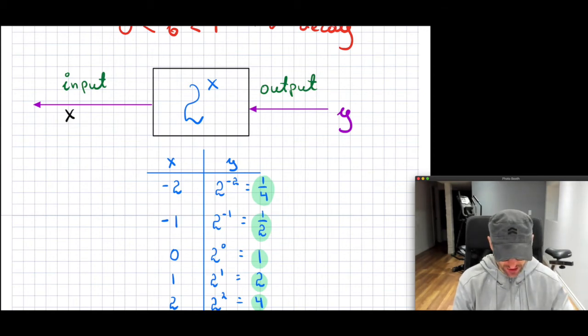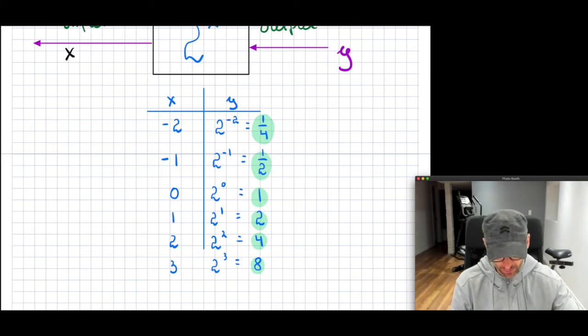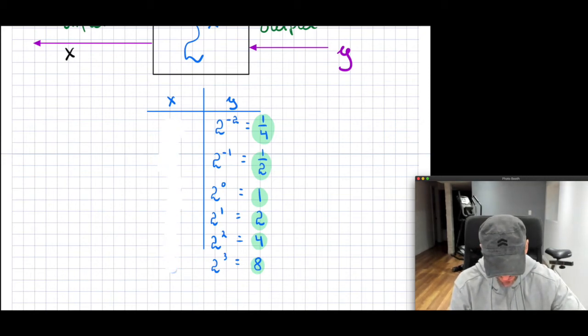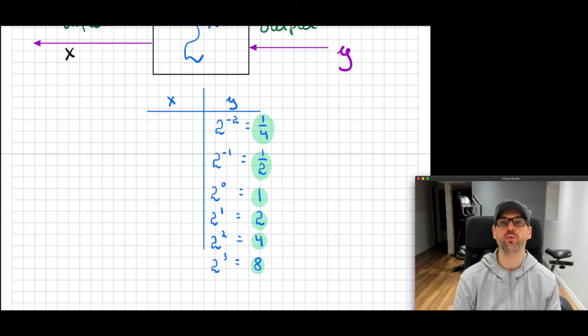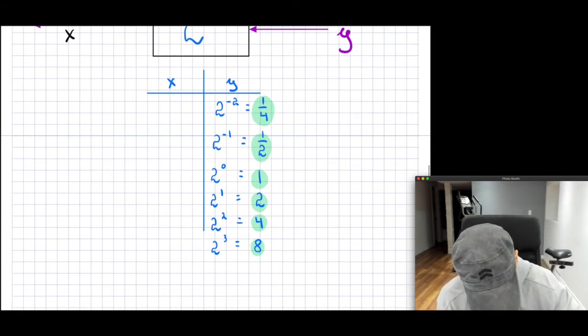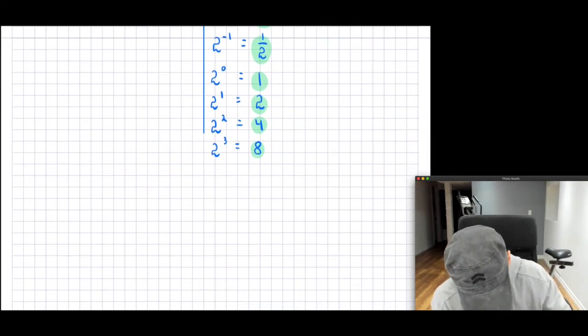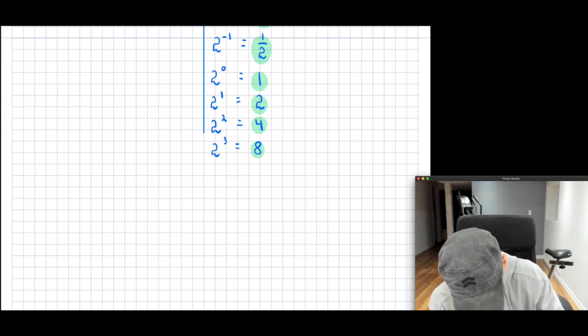Now, of course, we can figure it out here because we can see it from the table of values. But what if it was taken away? What if we didn't know any of these values and we wanted to know what the exponent is? So basically, we have the output and we do not know what the input is.